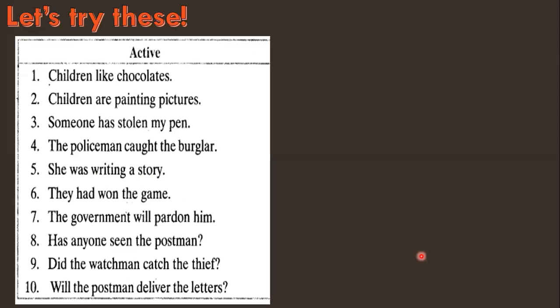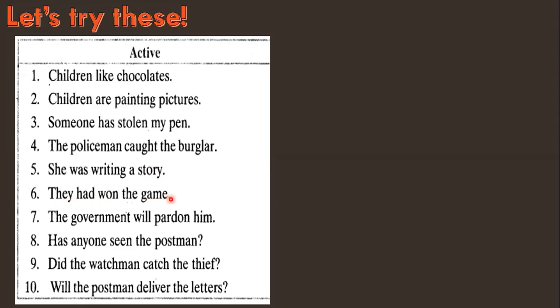Exactly, Maniba, you are right. Okay, Roharshad, you are there. Good. A story was being written by her. Exactly. Now, my auxiliary is being. Okay, was being written by her.